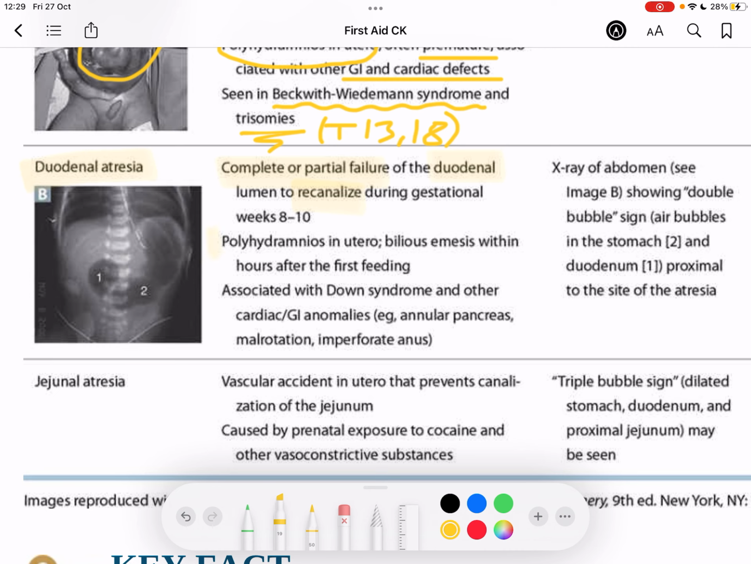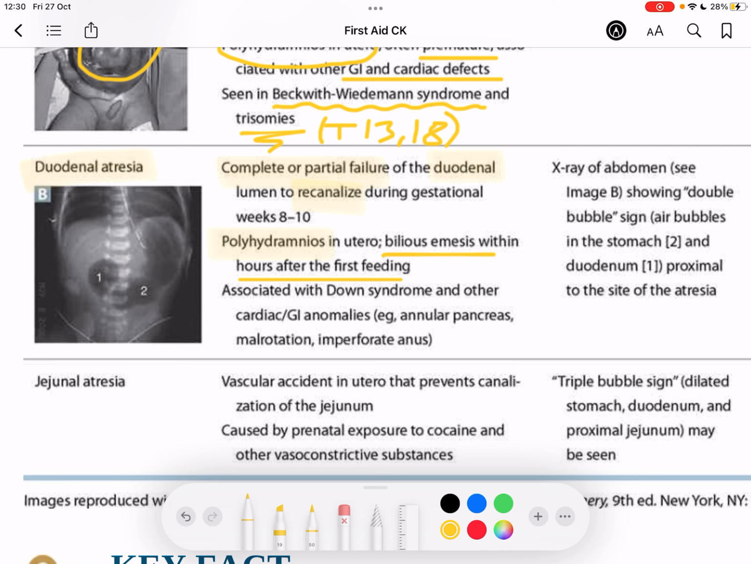This is obviously going to cause polyhydramnios, okay? As I said before, one of the main ways we get rid of amniotic fluid is by the fetus swallowing the amniotic fluid. So if I have an atresia of the duodenum, the fetus cannot swallow that amniotic fluid, so we get polyhydramnios. And then, hours after birth, we get bilious emesis. And this is really important because this is a big differential diagnosis against a pyloric stenosis. Duodenal atresias have bilious emesis hours after feeding, okay? Whereas a pyloric stenosis has non-bilious emesis usually weeks after birth.